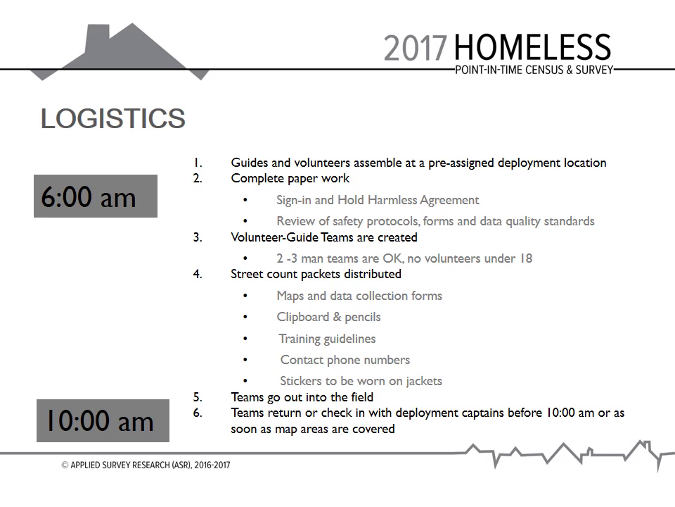I wanted to go over the timeline of what to expect on the morning of the count. So you will arrive at the deployment center at 6 a.m. Both guides and volunteers will be coming at this time. There'll be some paperwork for you to fill out, a sign-in sheet and a hold harmless agreement. We'll also review some of the safety protocols and then go over some of the data collection forms. After that, our volunteer and guide teams are created. So that's where we match up a volunteer and a homeless guide, and we create the team that you'll be working with for the morning.